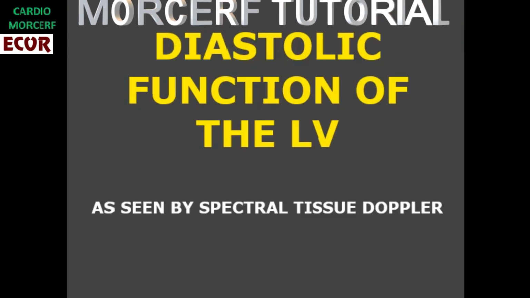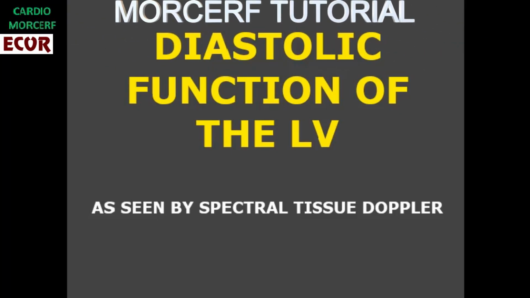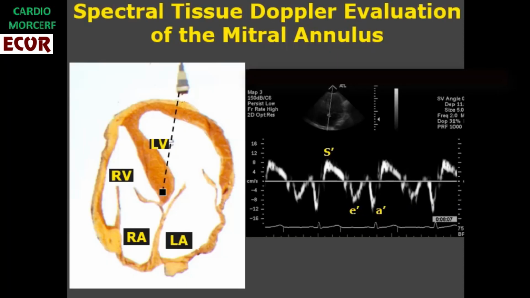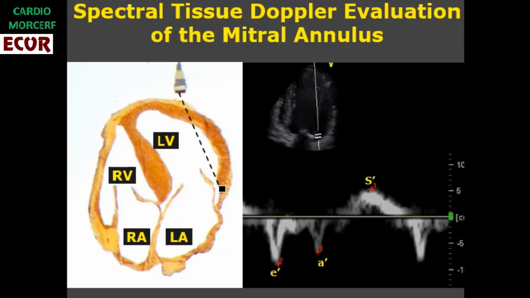Left ventricular diastolic function as seen by spectral tissue Doppler. Now, how to evaluate the diastolic function of the left ventricle using spectral tissue Doppler at the region of the mitral annulus. It can be studied in this region of the myocardium at the IVS close to the mitral annulus in an apical four chamber, or in this region of the myocardium at the lateral wall close to the mitral annulus.